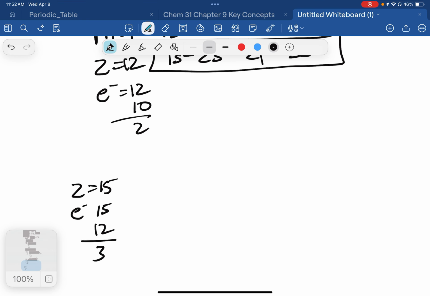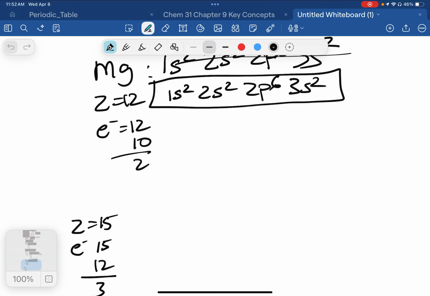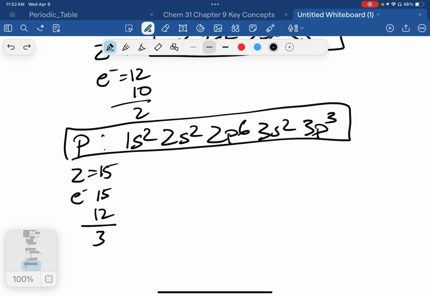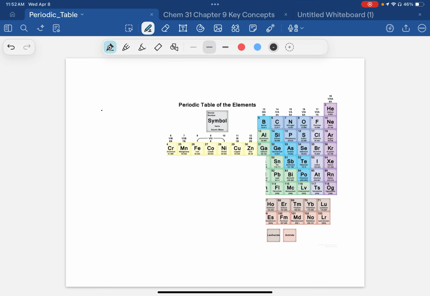I did not mean to erase that. We'll undo that. Thank you. Okay. Sometimes the computer gets confused. Okay, so that is the electron configuration for phosphorus.